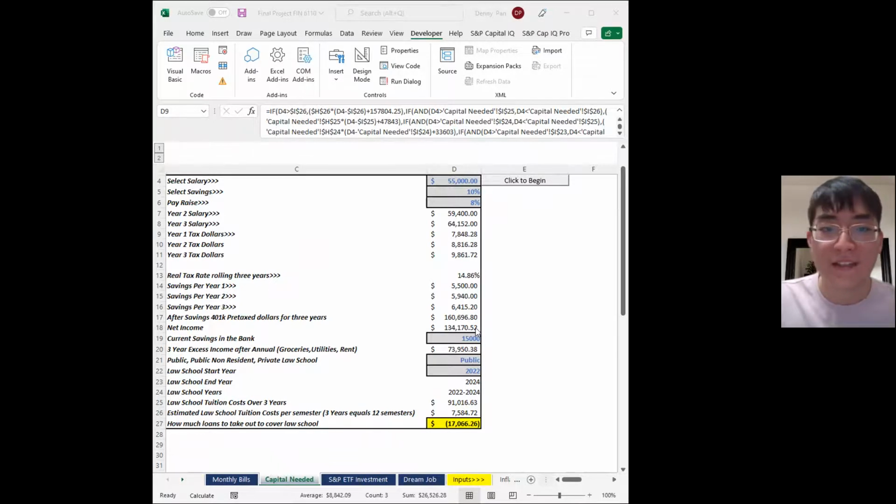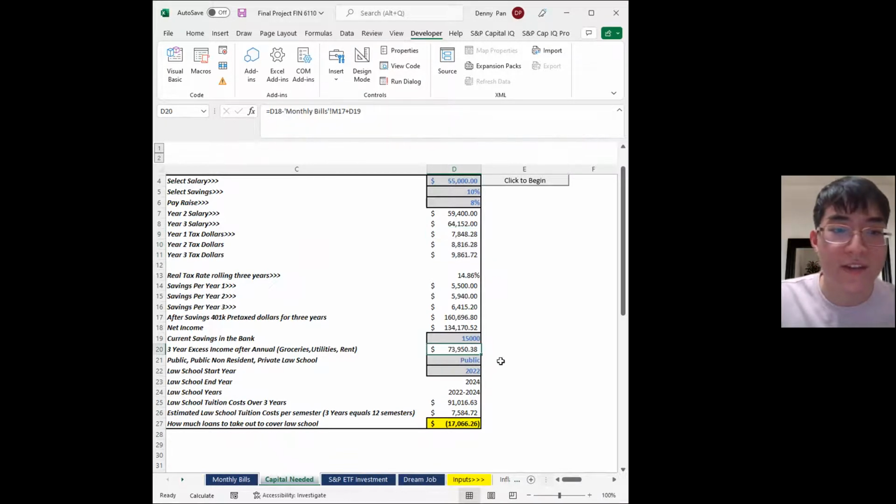We then arrive at $130,658.66 for net income. Then we add back any current savings to that as well. Then we factor out the 3-year monthly bills, and we solve for real excess income after bills in D20. D20 is right here, which is the excess income.